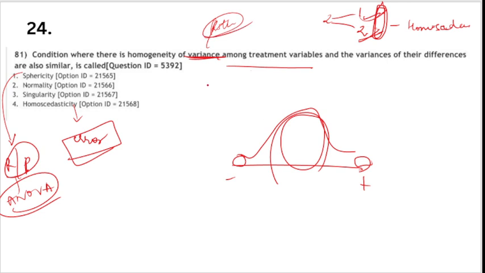So 1 and 4 can be answered, and in three or four questions there were 2 answers. So yeah, that was about CUET 21.